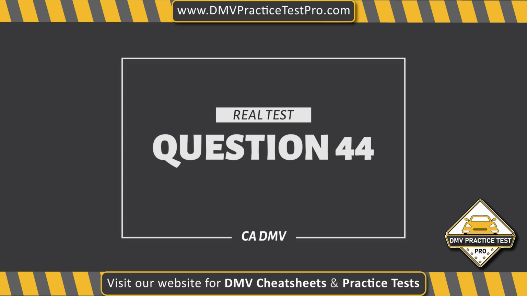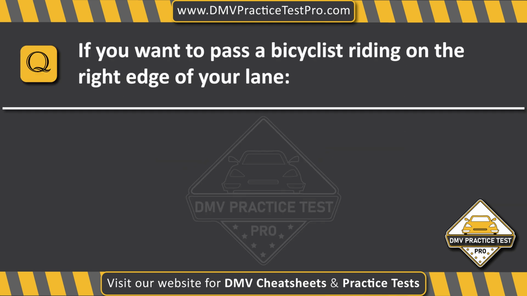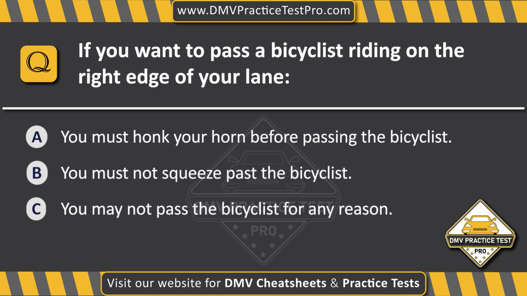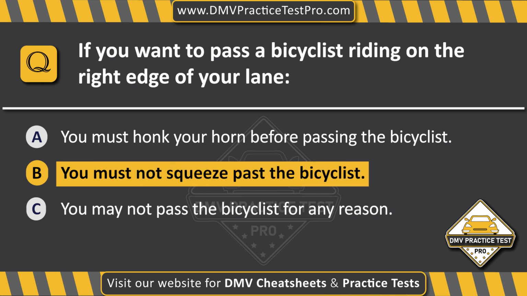Question 44. If you want to pass a bicyclist riding on the right edge of your lane: Option A, you must honk your horn before passing the bicyclist. Option B, you must not squeeze past the bicyclist. Option C, you may not pass the bicyclist for any reason. The correct answer is Option B, you must not squeeze past the bicyclist.